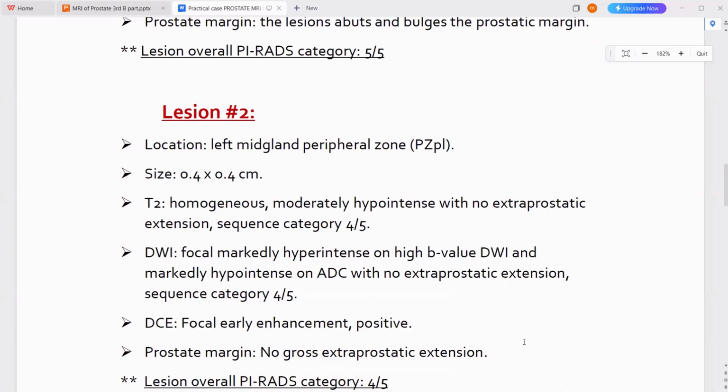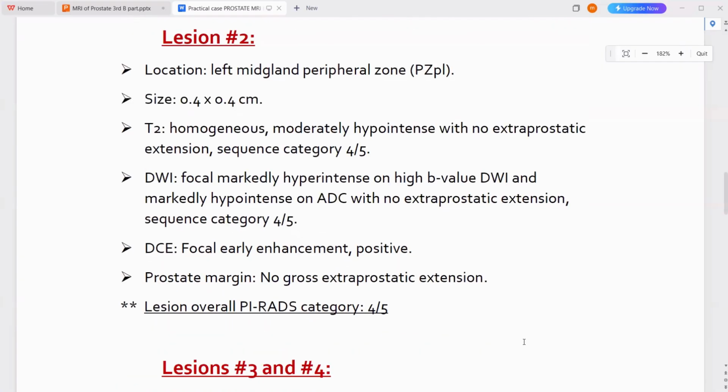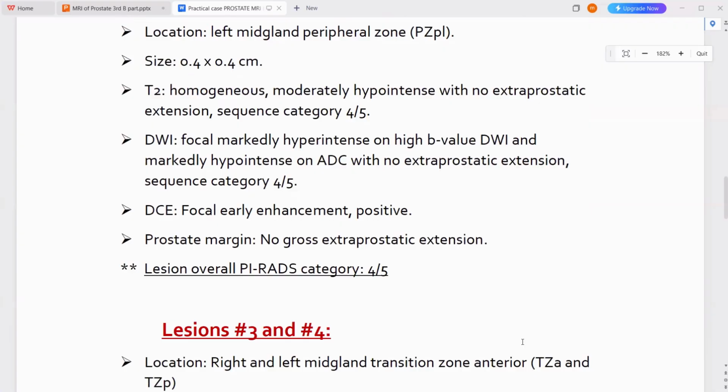So our overall category is PI-RADS 5 for this larger lesion. For the smaller lesion, it is located at the mid gland, left side, peripheral zone. This is the size of the lesion, T2 homogeneous hypointense. So this one is score 4 according to the T2, and also score 4 according to the diffusion, markedly hyperintense and markedly hypointense. Positive on dynamic contrast enhancement study. We don't have any gross extraprostatic extension. So the PI-RADS score here is 4.